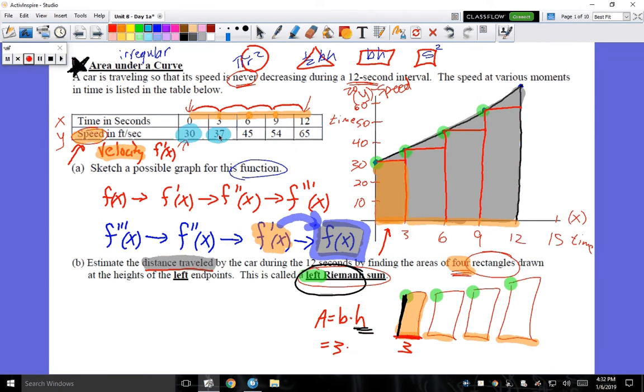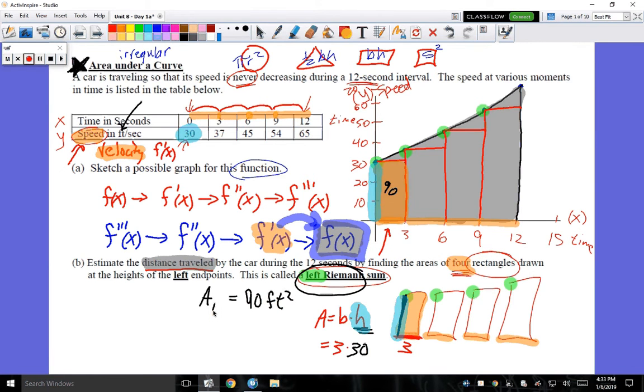We can either choose the height of 30, which is this one right here, or we can use the height of 37, which is right here. Again, since we are using left Riemann sums, we will be using the height of 30. So this height of 30 is what we're going to use as our height. So it'll be 3 times 30. This area is going to be 90 square units, whatever it is. In this case, it's feet. So that first one is going to be 90 square feet. We'll say 90 feet squared is the area of the first one.